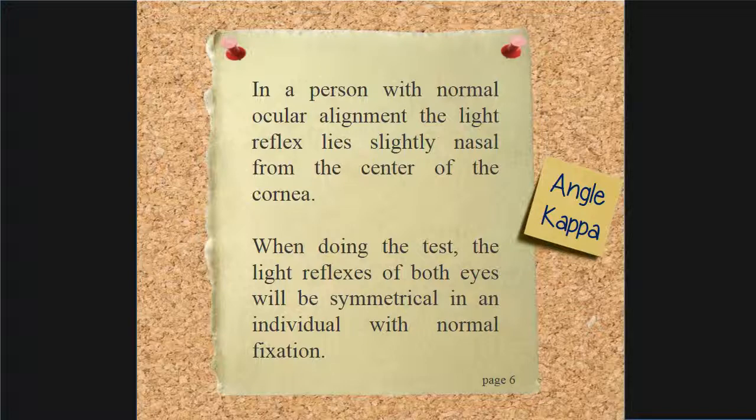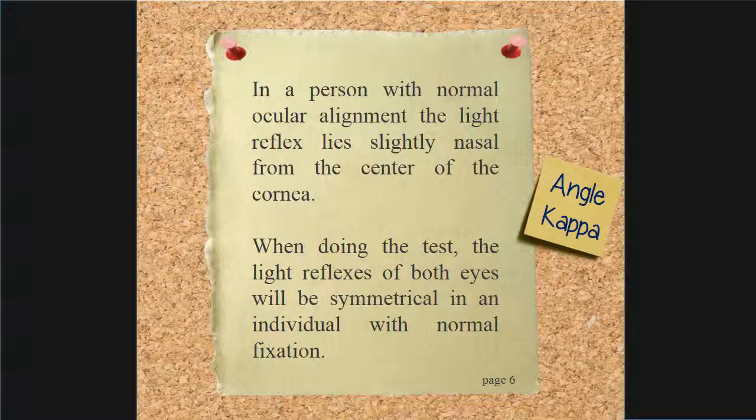In a person with normal ocular alignment, the light reflex lies slightly nasal from the center of the cornea. The reason being the fovea lies slightly temporal to the actual anatomic axis. So when a light is shown into the cornea, it causes a reflex on the visual axis just nasal to the center of the cornea, about 5 degrees or so. It's called the angle kappa. It's the angle that's formed at the intersection of that visual axis and the pupillary axis.